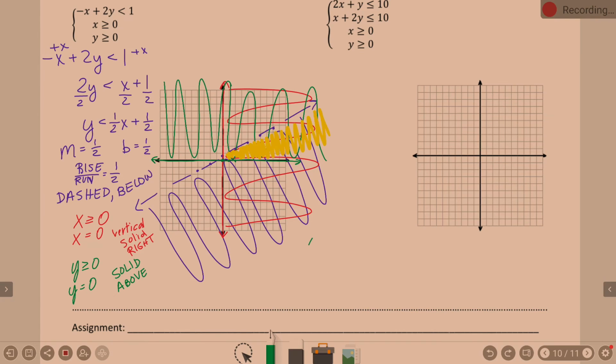Based on what I think I saw in your paper, you went the wrong way of your angled line. Because if this angled line is below, it can't be up here. Oh, I did. You see what I'm saying?